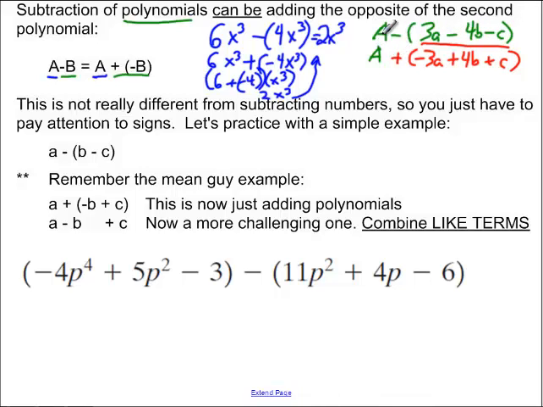So now we've got the a polynomial not changing, because that's not what we're concentrating on. We're concentrating on subtracting any polynomial becomes adding the opposite, or the mean guy becomes happy when everything changes. Either way you think about it, that's what happens. Now, it doesn't matter what a is, as long as we've got some like terms to combine with these, we're going to be okay moving forward. But the a would not change down here as well.